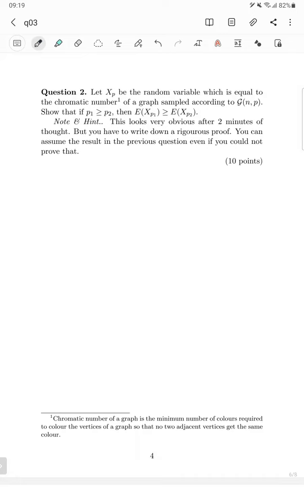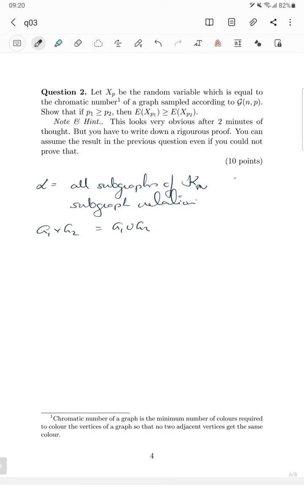Yes, sir. I defined the lattice as the set of all subgraphs of Kn, and the relation is the subset relation. All subgraphs of Kn with the subgraph relation, right? Yes, sir. For it to be a lattice, every two elements should have a unique supremum and unique infimum, and we can define them as the union and intersection. The join will be G1 union G2, and the meet will be defined by intersection. Very good. So this defines the lattice.